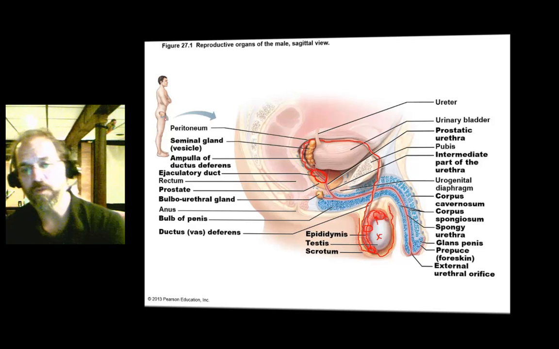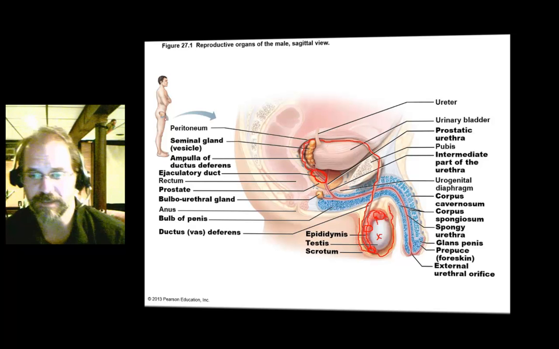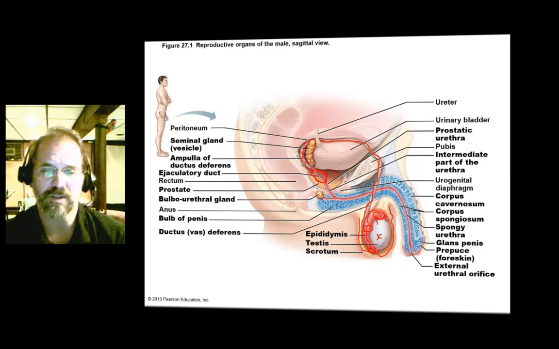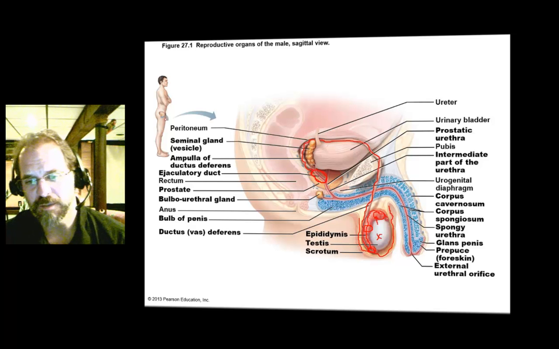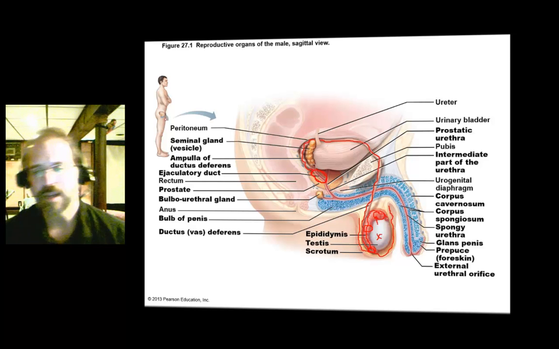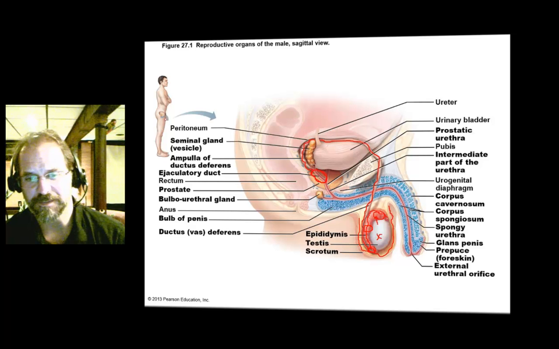The process of moving the sperm from the epididymis to the ejaculatory duct is actually not ejaculation. That's called emission. Emission is the movement of sperm from the tail of the epididymis to the ejaculatory duct, and that occurs just prior to ejaculation.